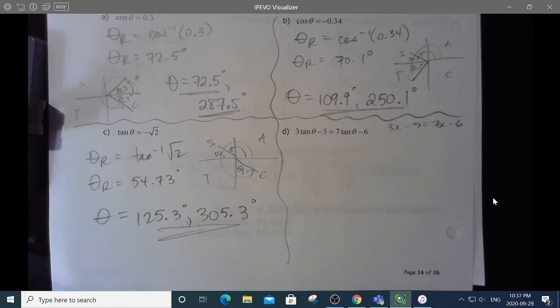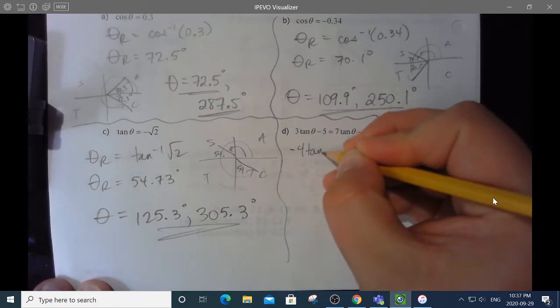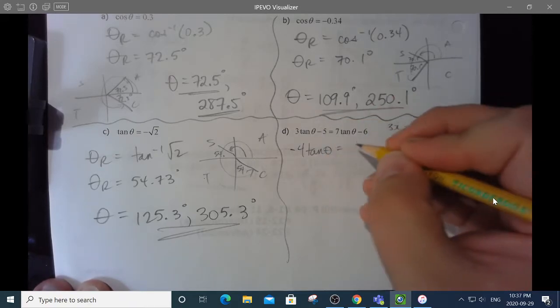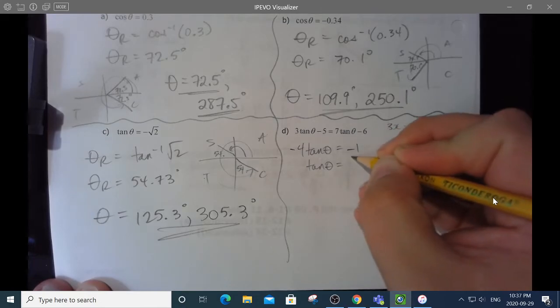I would just collect my like terms. So I'm going to minus 7 tan theta from both sides. So on this side, it's negative 4 tan theta. I'm going to add 5 to both sides, so this is negative 1. So the tangent of theta is 1/4.